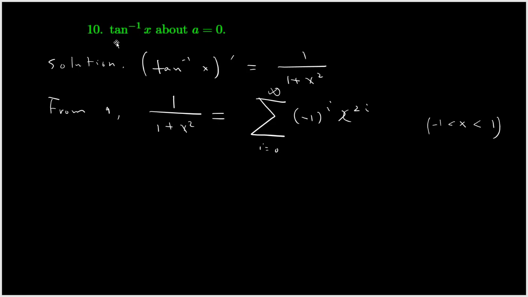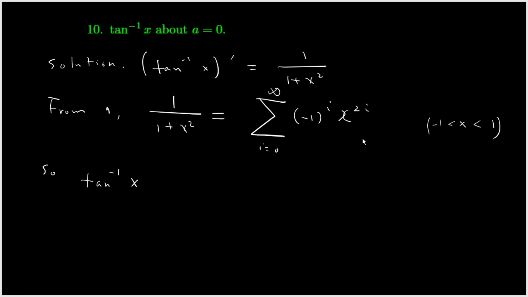Now, how can we go back to inverse tan of x? We integrate two sides of the equation, right? For the left hand side, you now have inverse tan of x.